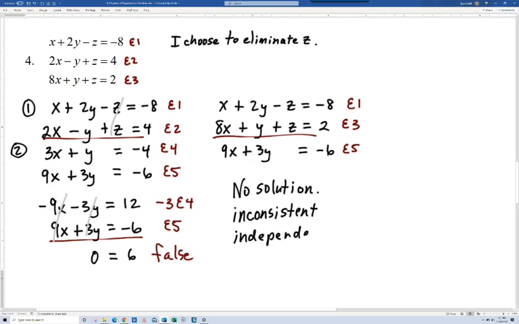So we're still independent. Now, if you had gotten a situation where everything fell out and you just ended up with like 6 equals 6 or 0 equals 0, that's the case where 2 of the planes are the same, and that's the case where we have infinitely many solutions. So that is your other special case.